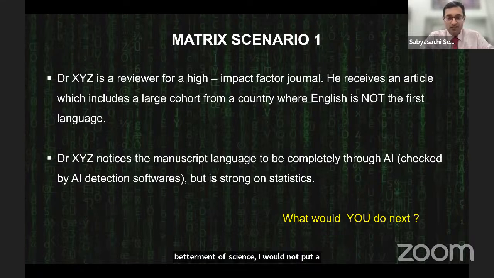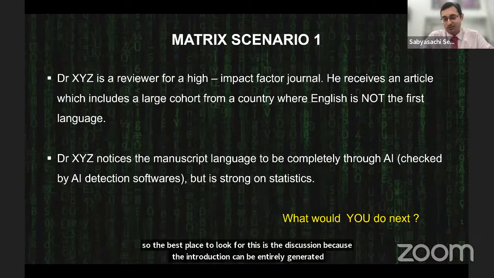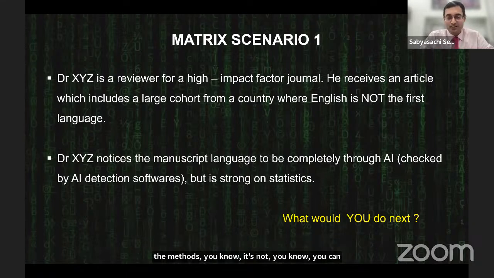just for the English bit of it. But then, if it is something that I find it's not a copy paste job, but perhaps entirely derived, and this is a gray area as of now, because Authenticate cannot actually tell us whether it's paraphrased or it's actually entirely generated on its own. So the best place to look for this is the discussion, because the introduction can be entirely generated. The methods, you can actually copy paste from some other journal as well.